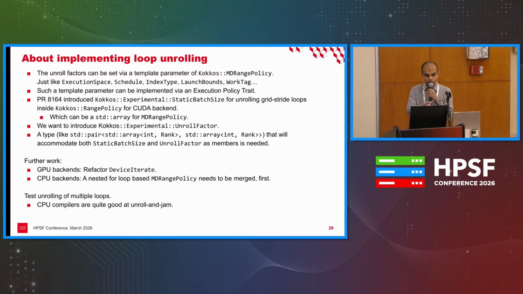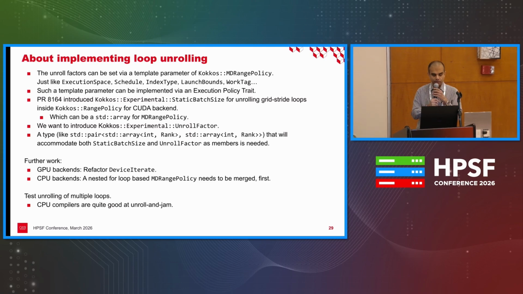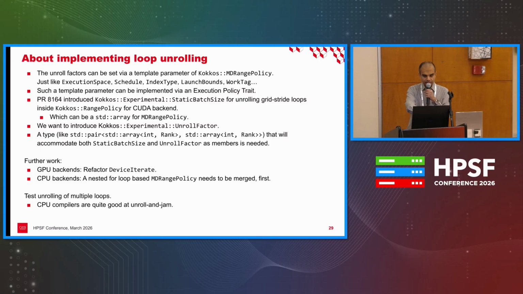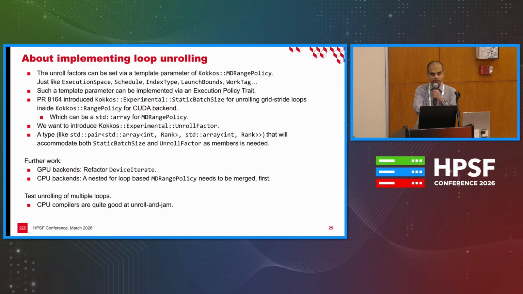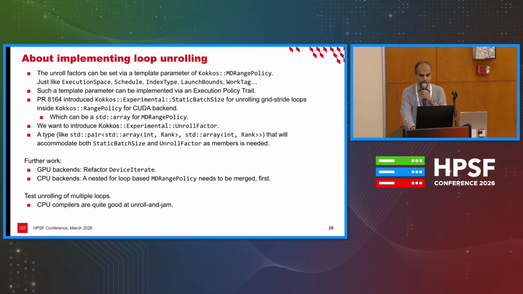In order to try these similar ideas for CPU backends, first the for loop-based MDRange policy needs to be merged into Kokkos, which is not yet there. We have to look into that. And also, we have to look into test cases for testing ideas about unrolling multiple loops. Whatever I have been presenting so far just involves unrolling a single loop. So we need to first look for more benchmark cases where unrolling multiple loops could be useful. And also, when we have this nested for loop-based MDRange policy implementation, CPU compilers are pretty good at this unroll and jam transformation, and probably they can readily lead to some performance improvement.